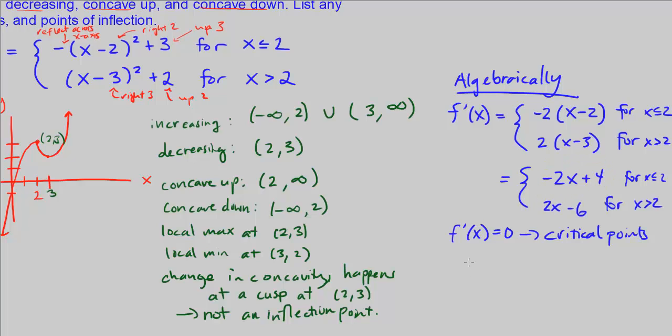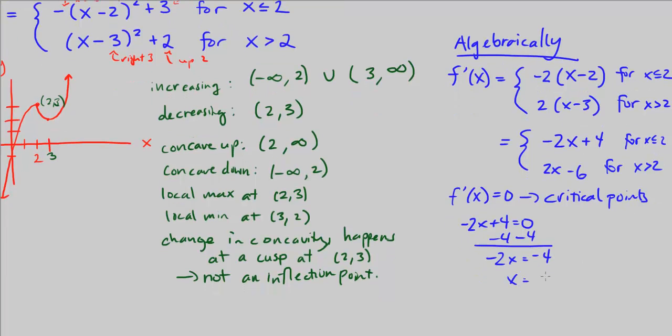In this piece, we have negative 2x plus 4 equal to 0. Solving for x, subtract 4 from both sides. We get negative 2x is equal to negative 4. Divide by negative 2, we get x is equal to 2. Okay, and that is within our region, so that is one critical point. Another critical point is where this is equal to 0. So for this right here, same thing. 2x minus 6 equals 0. Add 6 to both sides. Divide by 2. And this is greater than 2, so that falls within that region. So these are our 2 critical points. Okay.